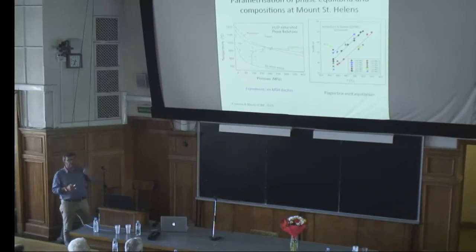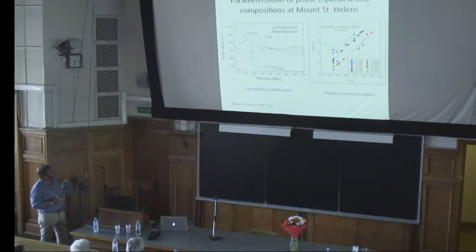We've got very good constraints on mineral composition. So, for example, in terms of plagioclase, we can parameterize the composition of the plagioclase as a function of temperature and as a function of pressure. These are different pressures here. We see a variation between both temperature and pressure.